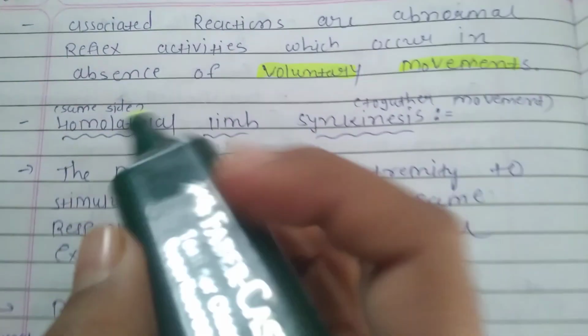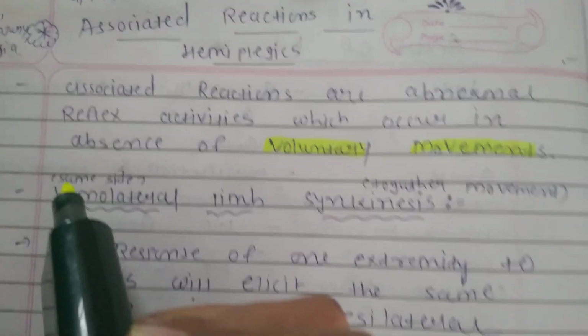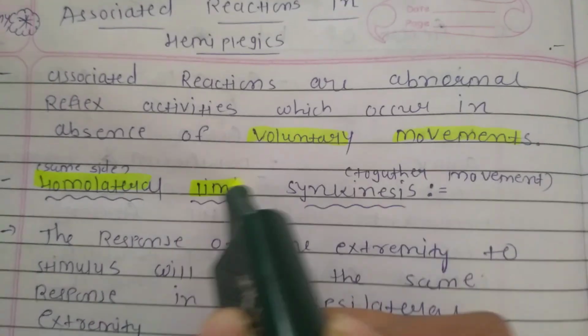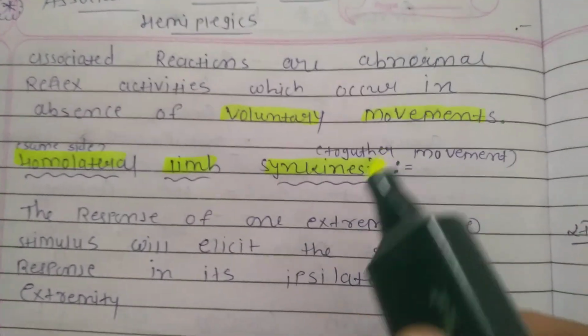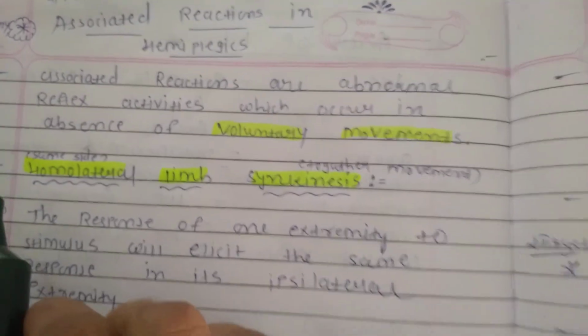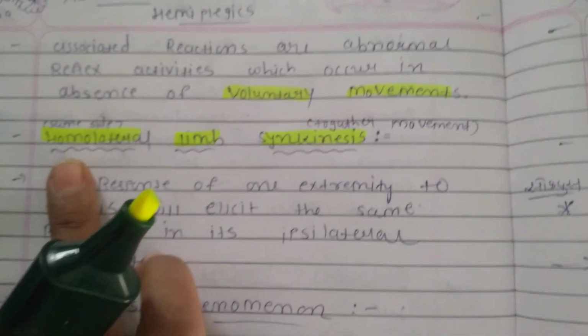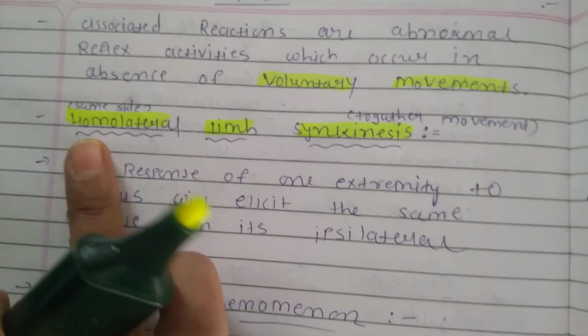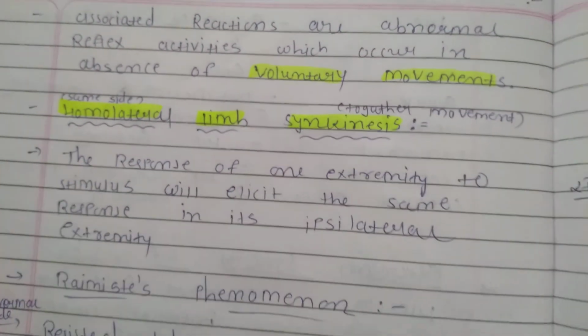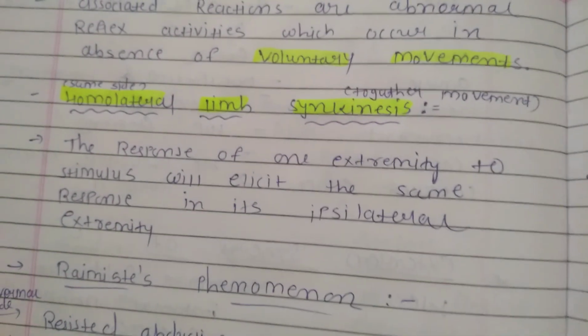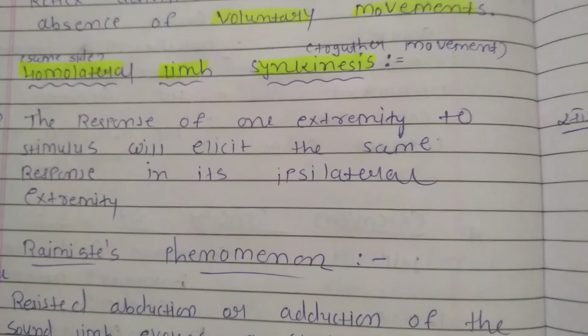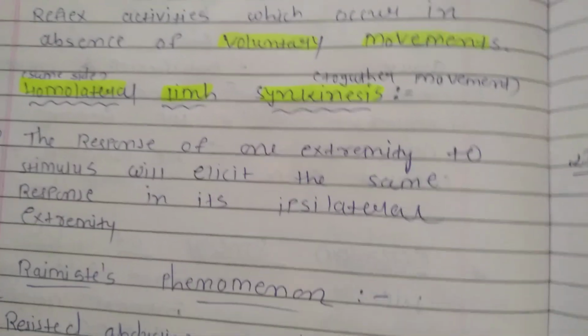There are so many conditions. The first is homolateral limb synkinesis. The first word is homolateral, it means same side. Limb synkinesis, synkinesis means together movement.